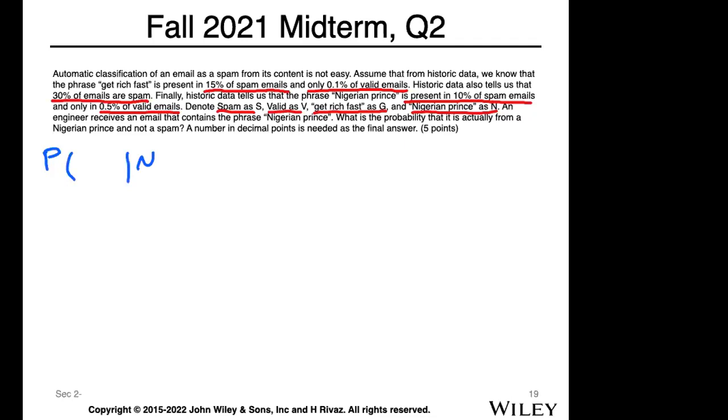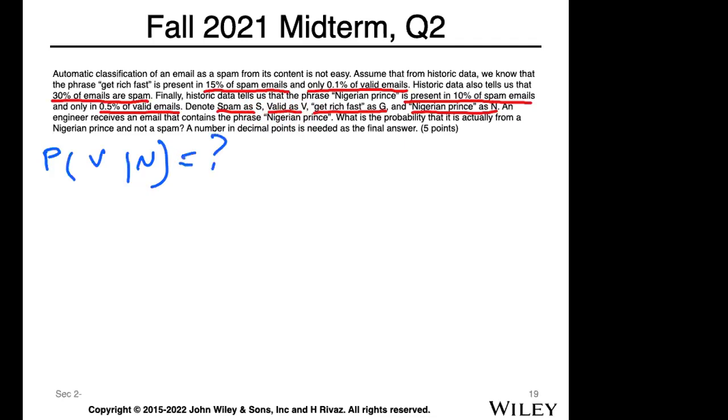The question says an engineer receives an email that contains the phrase Nigerian prince, so we condition on N. What's the probability that it is actually from a Nigerian prince and is not spam? So we want the probability of S prime. Since the question says to denote it as V, let's just write V. So the probability we want is the probability of valid given N.